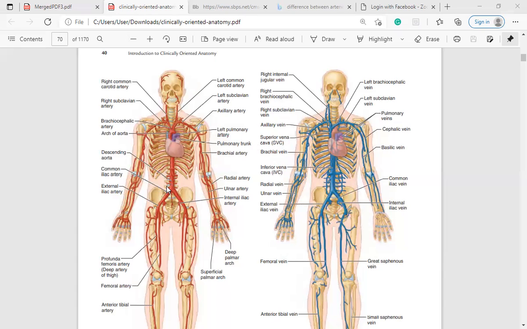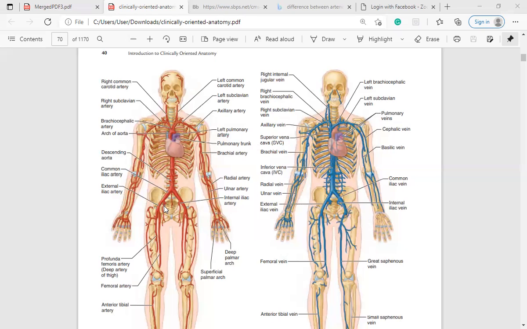Now, this is the common iliac artery. But this common iliac artery will split into two. So let's take this common iliac artery, and we said the iliac artery is going to supply the lower limb, yes? So this common iliac artery will split into two. You have the external iliac artery and the internal. So this one, this small one here, is the internal iliac artery.